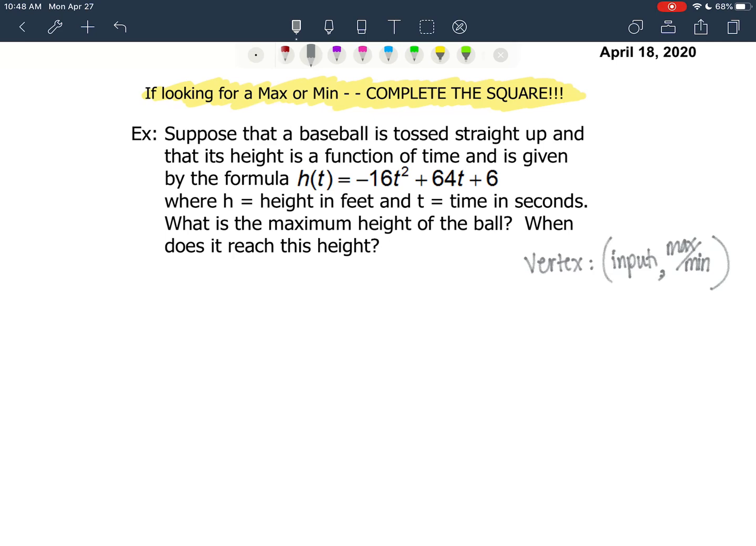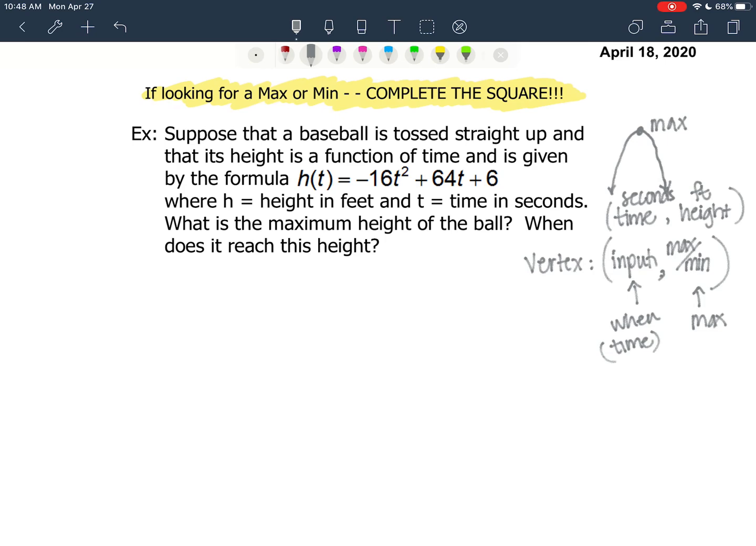In this case, because we have a negative a value, we have a quadratic function whose parabola is opening down. That gives us a maximum value. We want to know what is the maximum height and when does it reach that height. So this is going to be our max, the y value of our vertex, and this is going to be the when. That's going to be our time, okay? So our input is your time in seconds, right? And then your output is your height in feet.